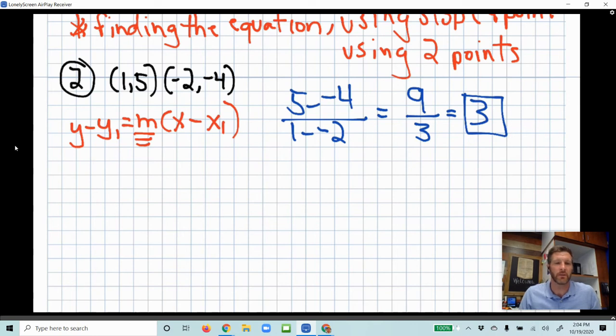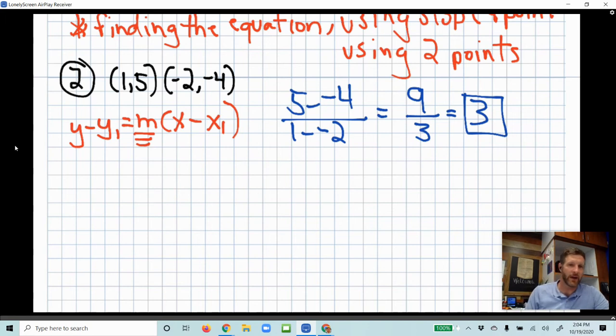So now I have a point and a slope, and I can plug it into my point slope form on the left, and we can find the equation of the line. Let's do it. How fun. Okay, so notice we actually have 2 points. We have 1, 5 and -2, -4. You may use either one. It's up to you. It doesn't really matter. Just stick with the same one.